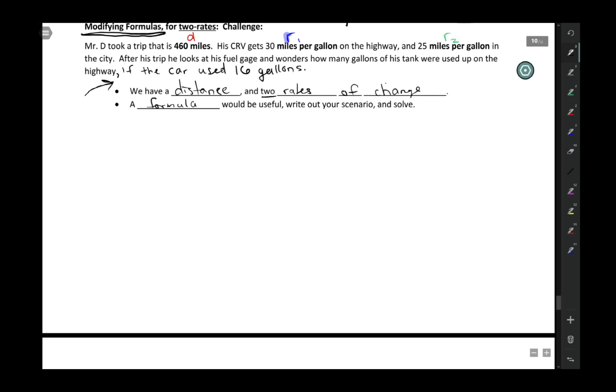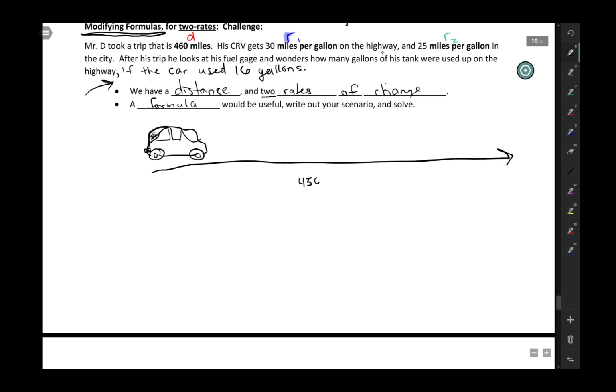But let's draw a little picture. Sometimes it helps to draw a picture. So my CRV. That is a terrible CRV. It also has kind of a back here, and I do have a hitch. Anyway, my CRV, that's terrible, I am better than that. But anyway, we are going 460 miles, which took 16 gallons.